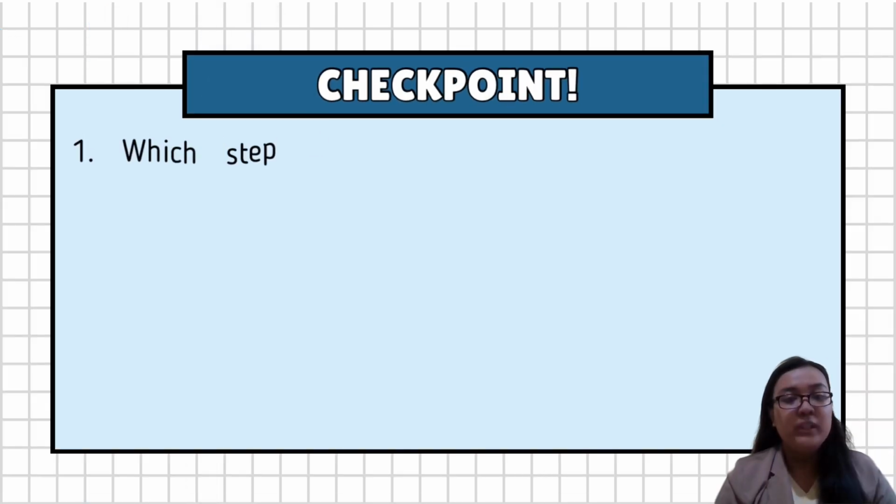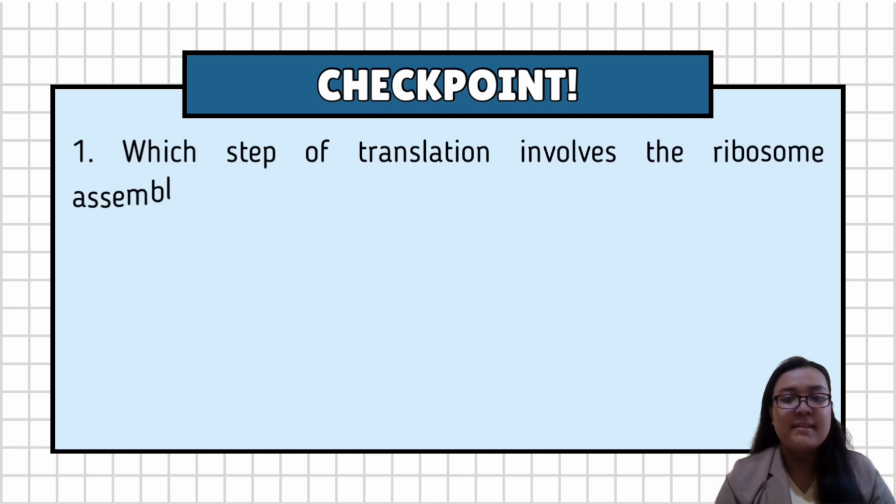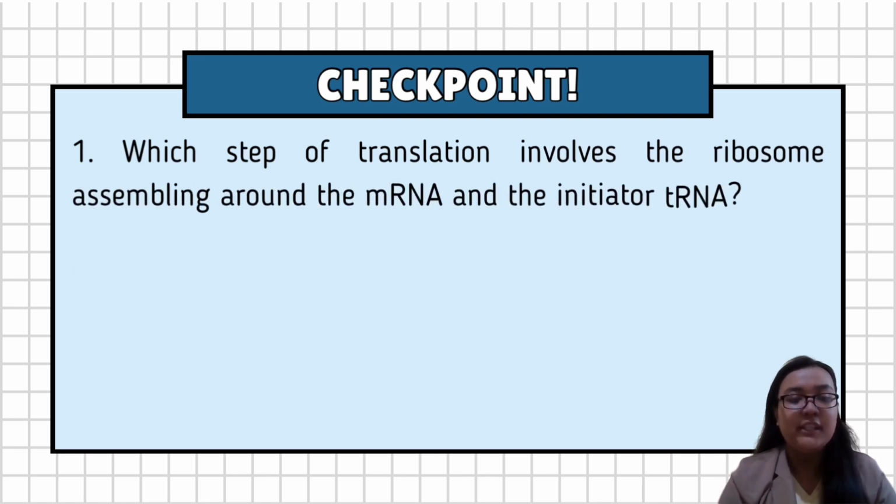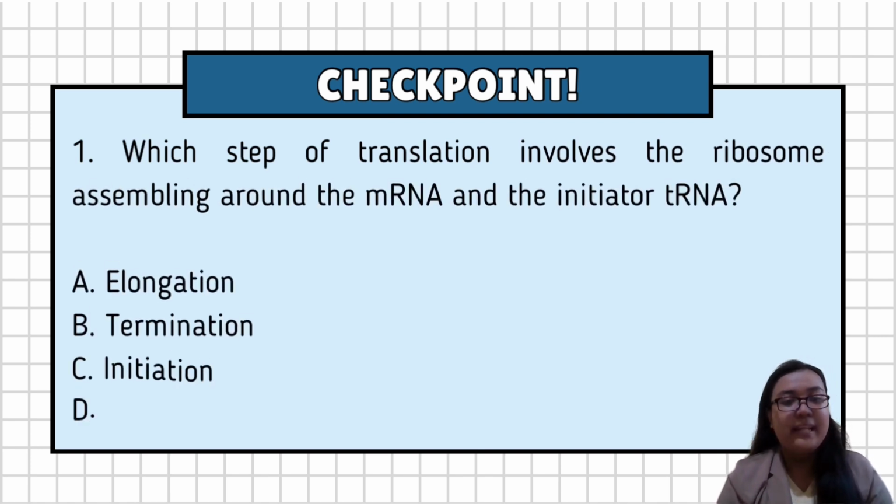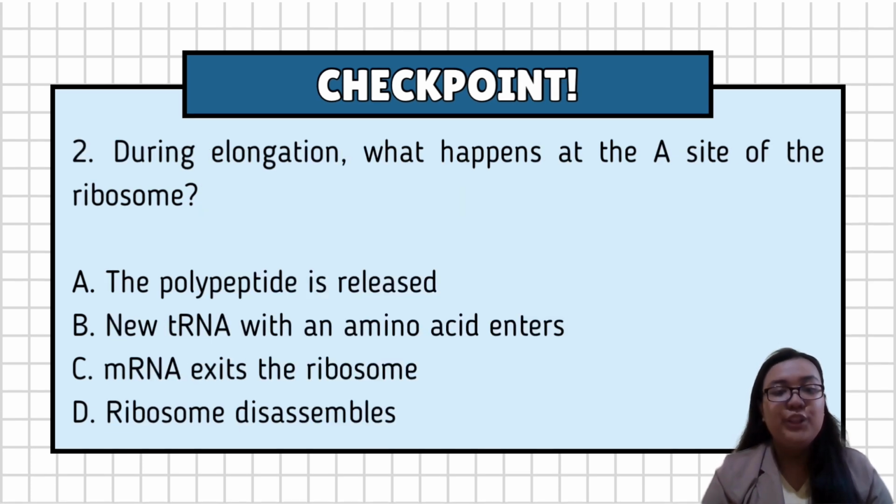Number 1. Which step of translation involves the ribosome assembling around the mRNA and the initiator tRNA? Is it A. Elongation, B. Termination, C. Initiation, or D. Transcription? Number 2. During elongation, what happens at the A site of the ribosome?